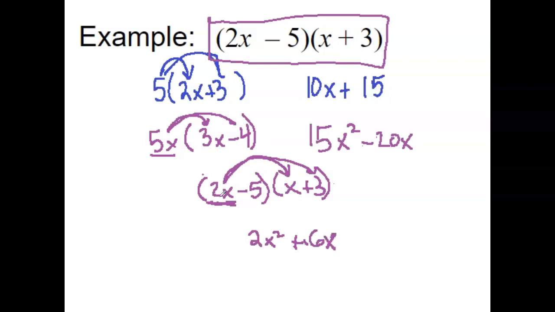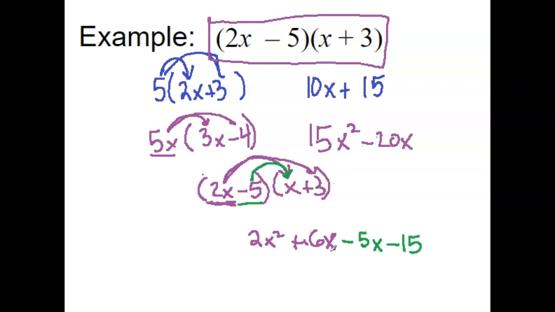Then, after having taken this 2x and multiplying it by everything inside this set of parentheses, I'll move on to the next term, which is negative 5. That negative 5 will multiply by everything inside this set of parentheses. So negative 5 times x is negative 5x. Negative 5 times 3 is negative 15. And I've done it. I've taken this first term and multiplied it by all the terms in this parenthesis. I've taken the next term times everything in the set of parentheses. I've used up all of these guys, so I'm done.